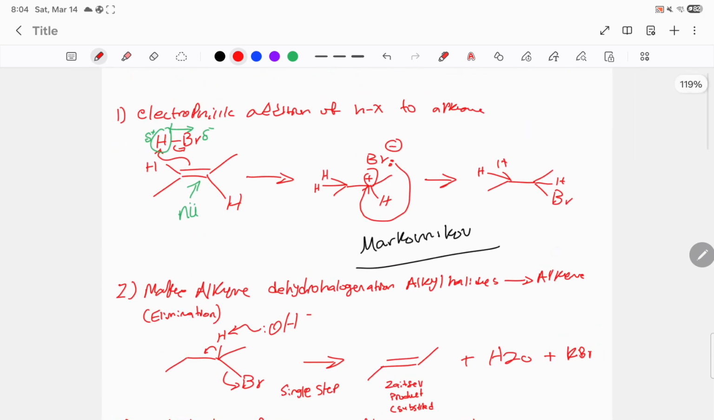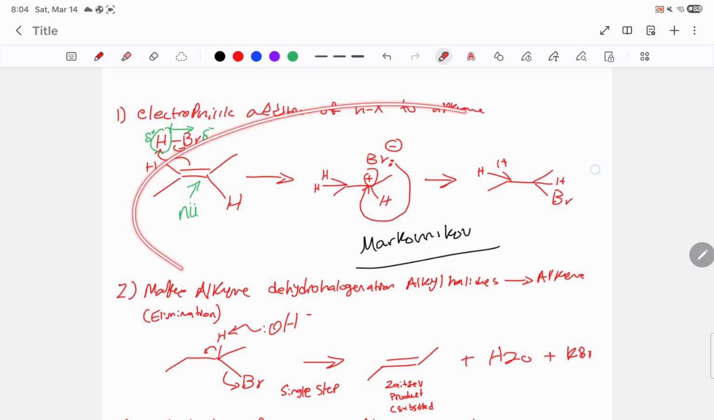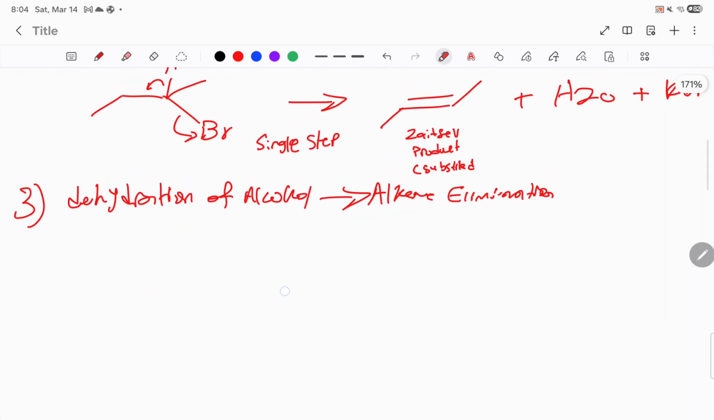One thing that I actually did forget to mention is that this right here is very similar to an SN1-like reaction, single nucleophilic substitution. So yeah. Okay, so back to this dehydration of alcohols.